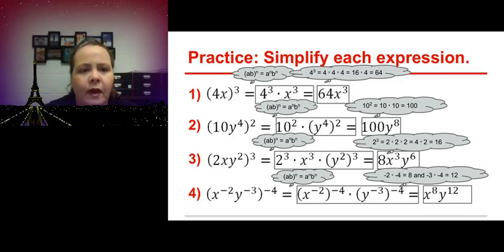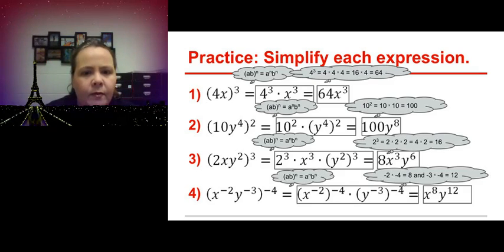Number 1, 4x to the third power becomes 4 to the third times x to the third, which is 64 times x to the third power. And 10 times y to the fourth power, all to the second power, becomes 10 to the second power times y to the fourth to the second power, which becomes 100 times y to the 8th power. And then 2x y squared, all raised to the third power, becomes 2 to the third times x to the third times y squared to the third, or 8x cubed y to the sixth.